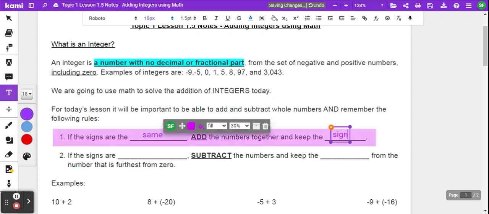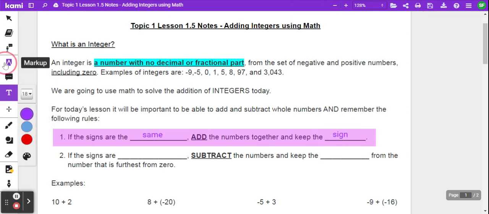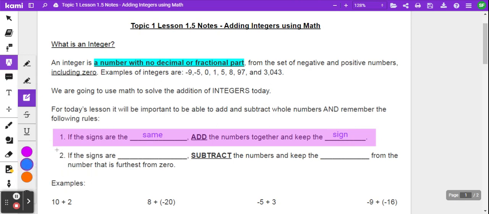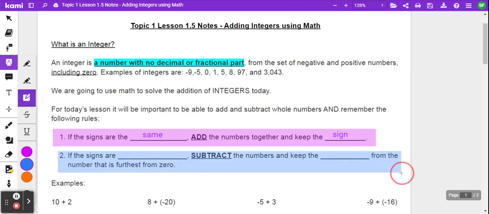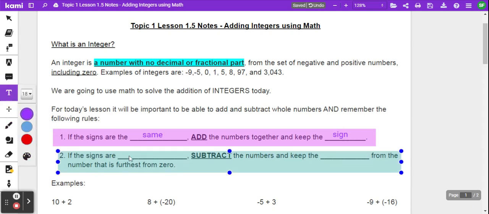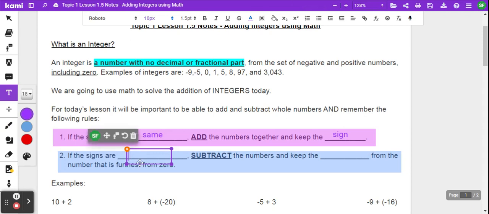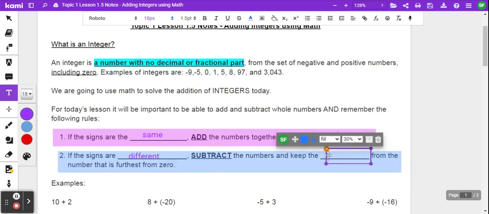When we run into that situation down below, we will highlight those situations in purple so we can refer back to this rule. Rule number 2 says if the signs are different, we're going to subtract the numbers and we're going to keep the sign from the number that is furthest from 0. We're going to highlight those ones in blue. So if the signs are different, we are going to subtract and we are going to keep the sign from the number that is furthest from 0. Make sure we understand that part right there.